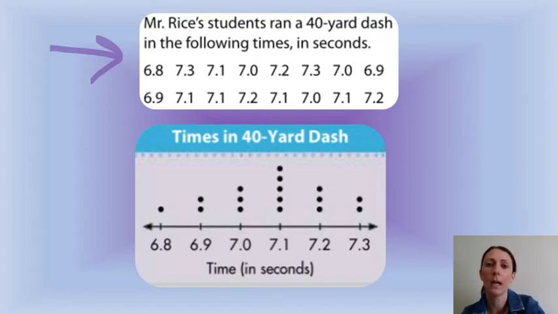So you see I drew an arrow and it says Mr. Rice's students ran a 40-yard dash in the following times in seconds. 6 8/10, 7 3/10, 7 1/10, and so on and so forth. That data was taken and it was put into your line plot. And I just wanted you to see that comparison of how we had the data and how it got into the line plot.